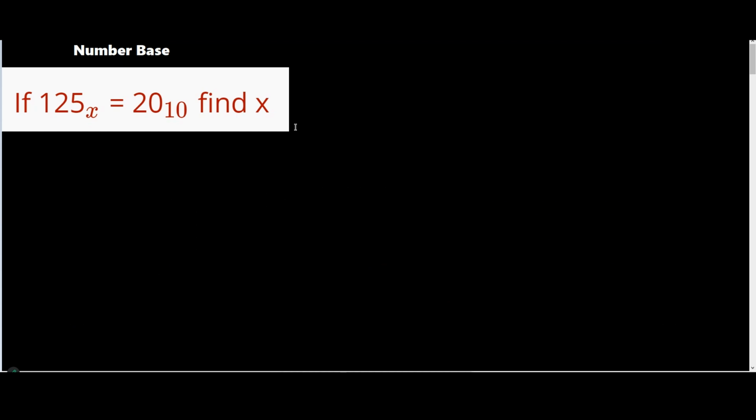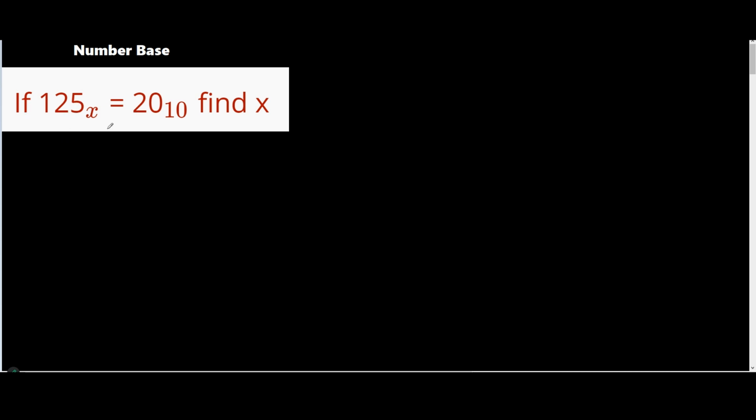Very quickly, I want to explain. Okay, listen. Very quickly, I want to explain how to solve this question. This is on number base. 125 base x equal to 20 base 10. Where to find x? The step is to convert everything to base 10.